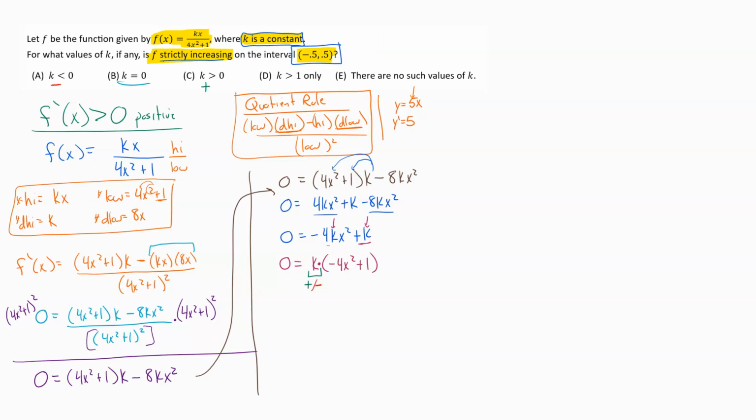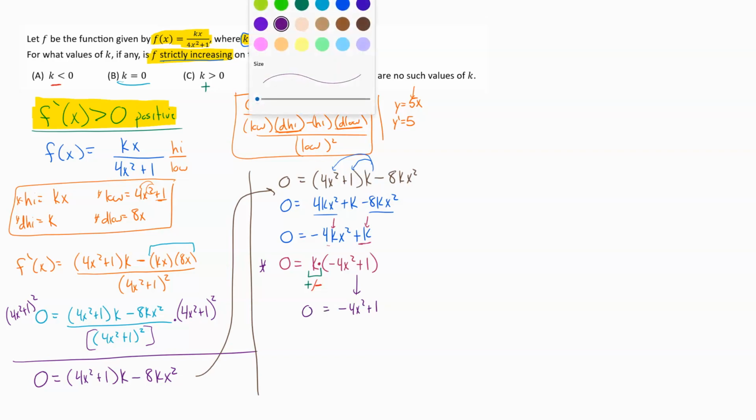And remember, we're trying to make this thing strictly increasing, so we want to know when this derivative would be positive. And keep in mind that what we're doing algebra on right now is our derivative. So let's keep finding where those zeros are happening. I'm going to set just this one piece, negative 4x squared plus 1, equal to 0. And we'll keep solving that out.